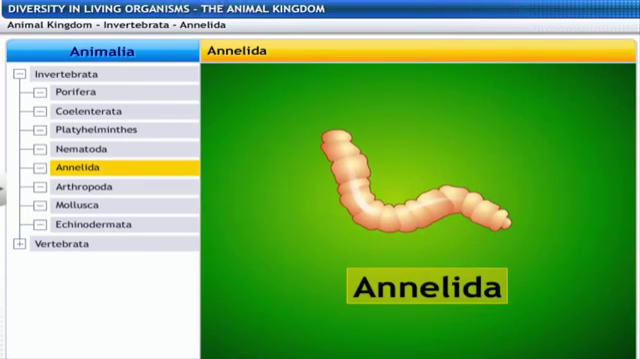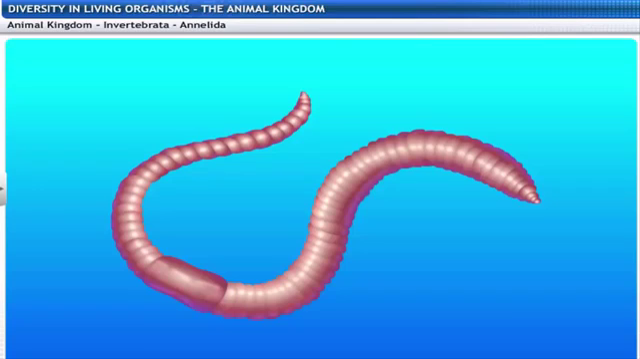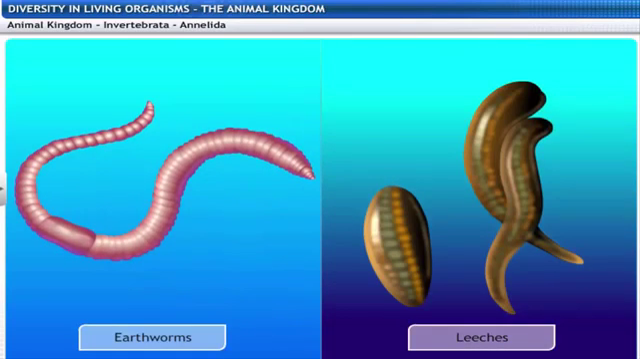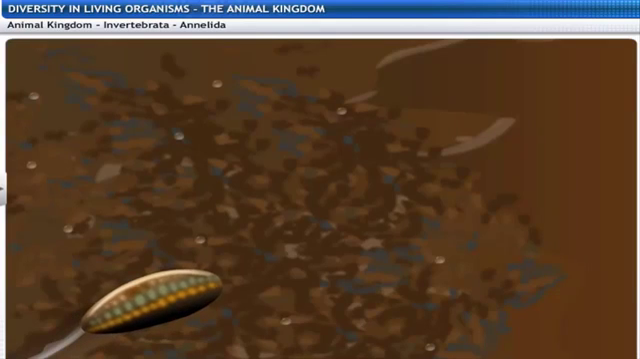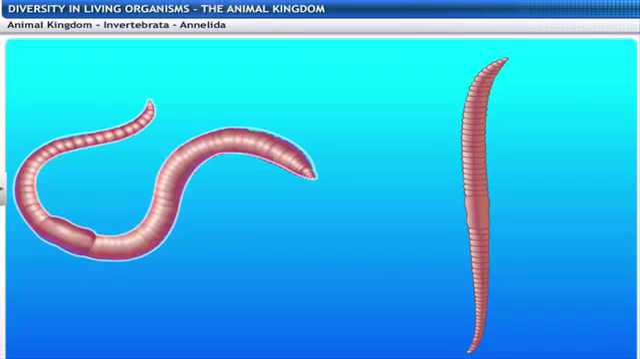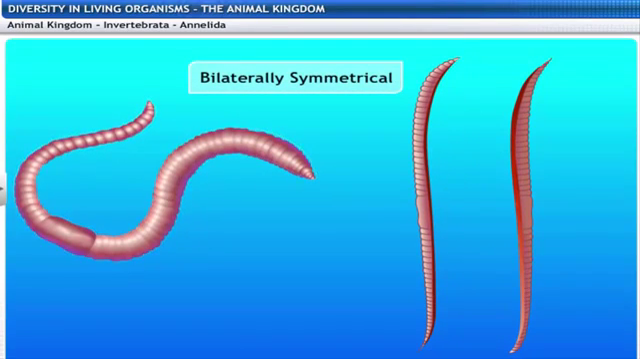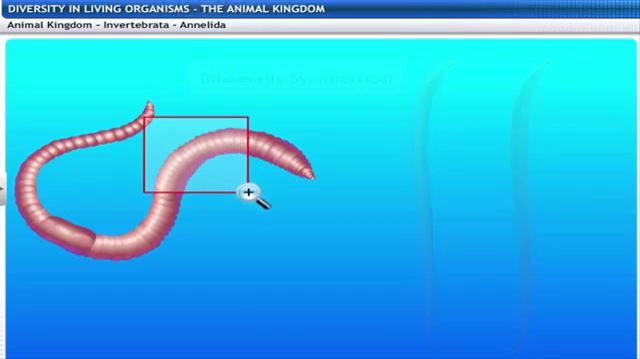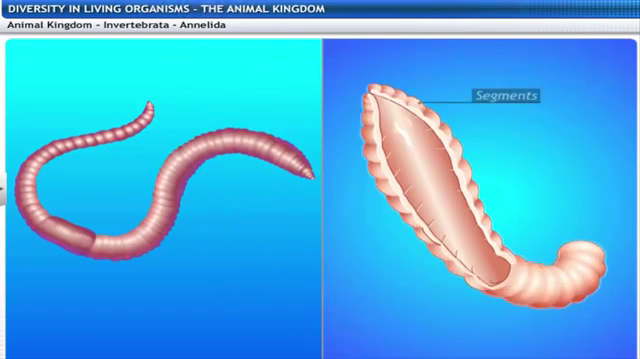Annelida get their name from the Latin word annalis, which means little ring. The phylum Annelida includes earthworms and leeches. Annelida are found in a variety of habitats, freshwater, saltwater, as well as on land. Their bodies are bilaterally symmetrical. The organs of Annelida are differentiated in a segmental fashion, and the segments are lined from head to tail.